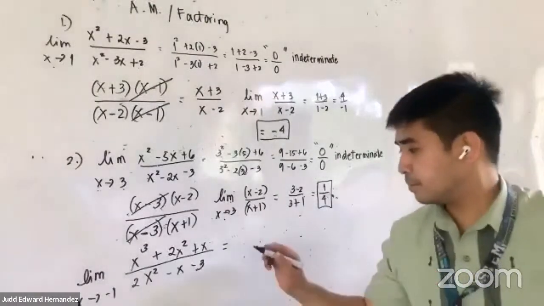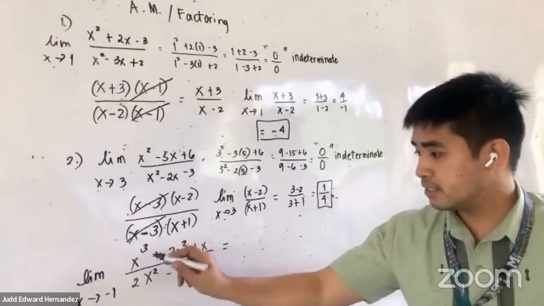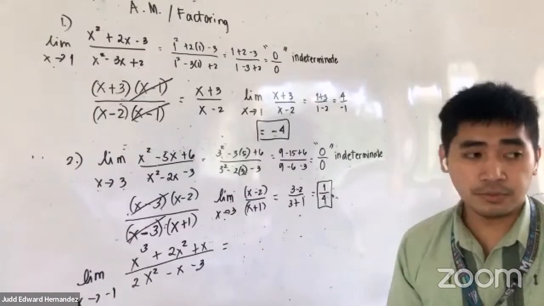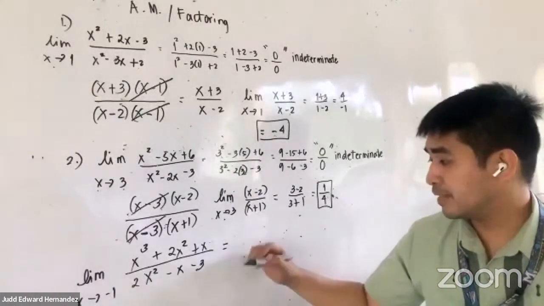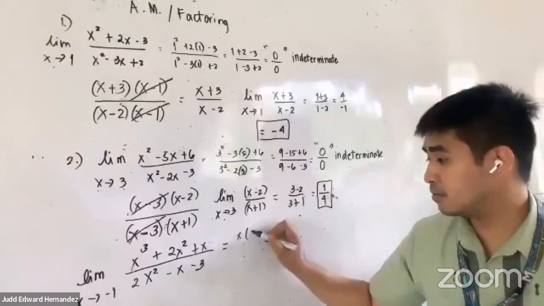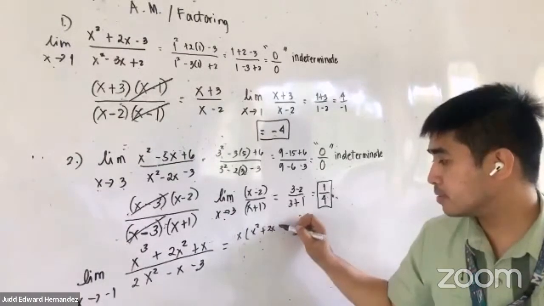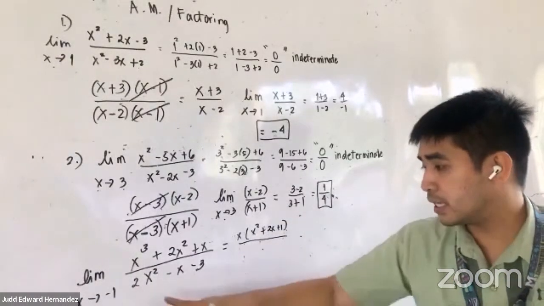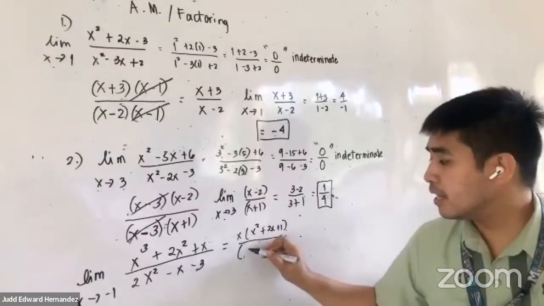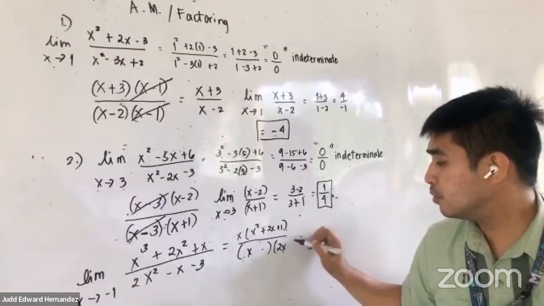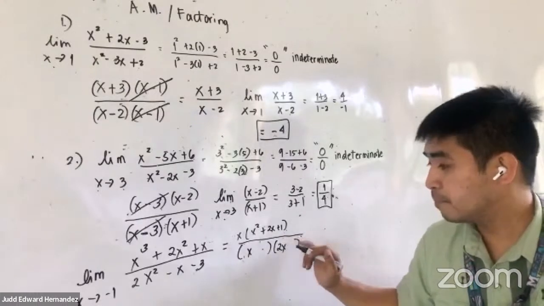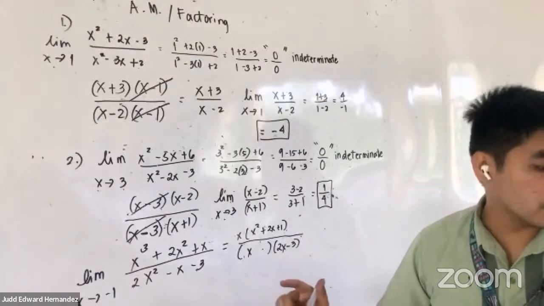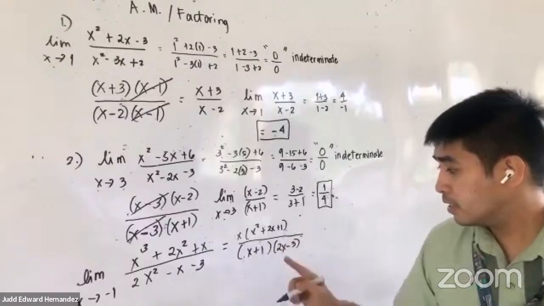Okay, let's try to answer na po. So for this one, since this is x cubed and the last term is x and all the terms, meron siyang x, all we have to do is to factor out the common term and that common term is x. Therefore, it becomes x times x squared plus 2x plus 1. And the denominator, since we are given here 2x squared minus x minus 3, 2x squared. Therefore, yung isa x, yung isa 2x. Yun yung magiging factor niya. At yung isa, if it is 2x, therefore this becomes 2x minus 3. At yung isa naman po ay magiging x plus 1.